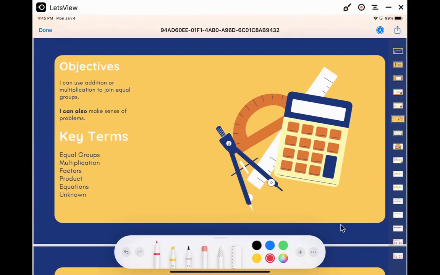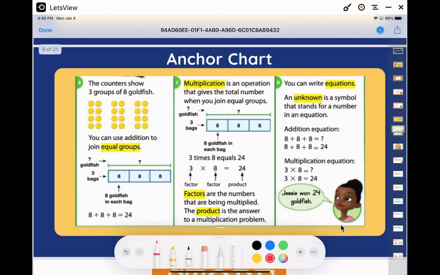Our objective for today is that I can use addition or multiplication to join equal groups. In alignment with our mathematical practices, our other objective is that I can also make sense of problems. We're going to talk about quite a few terms today. Those terms are equal groups, multiplication, factors, product, equations, and unknown. Let's take a look at our anchor chart. Our anchor chart has all of our key terms today.